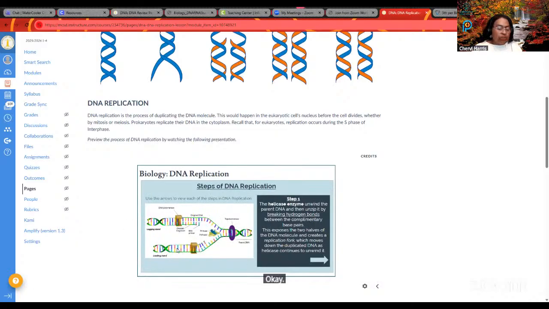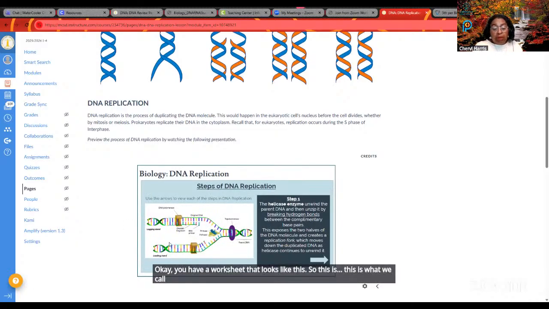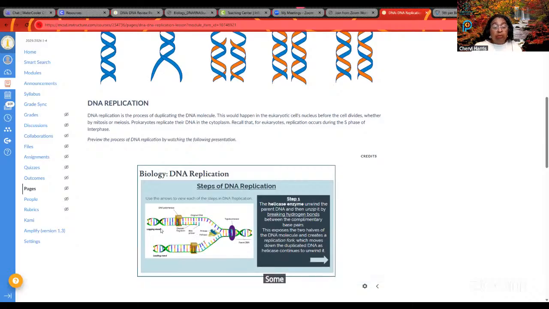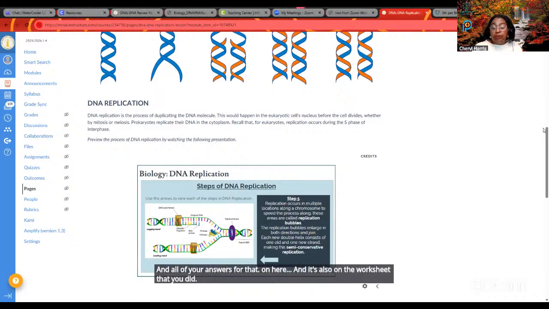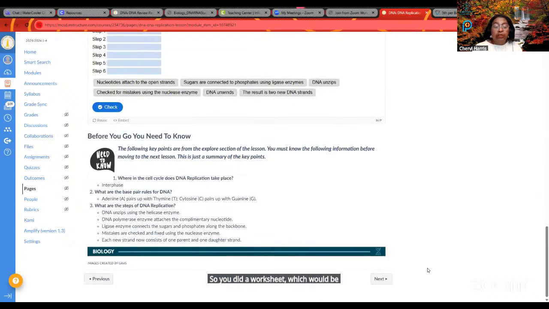Okay, you have a worksheet that looks like this. So this is what we call semi-conservative. Some of the DNA opens up and it makes two new strands of DNA, and then those will break off, and this will close back off. And all of your answers for that are on here. And it's also on the worksheet that you did, which should be on the next page. So if you turned it in, okay, here are your answers for those right here.